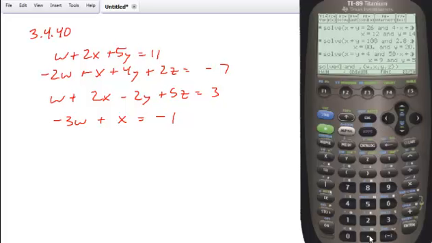Okay, so I use W plus 2x plus 5y equals 11. After the AND space, I'm going to type my second equation, negative 2w plus x plus 4y plus 2z equals negative 7. Okay, now I have my comma, but I need to put two more equations in here.